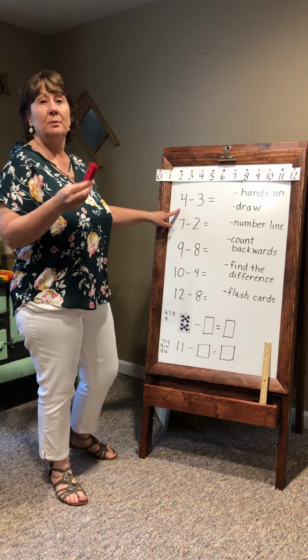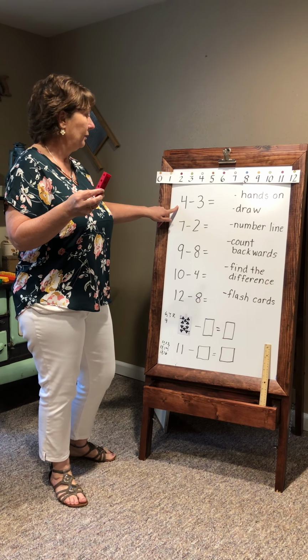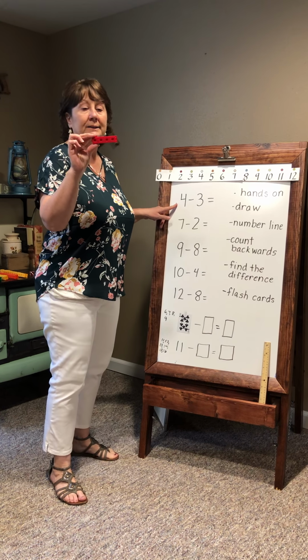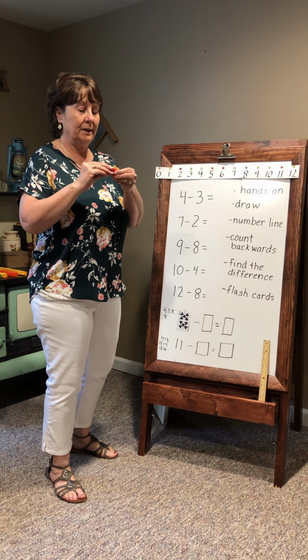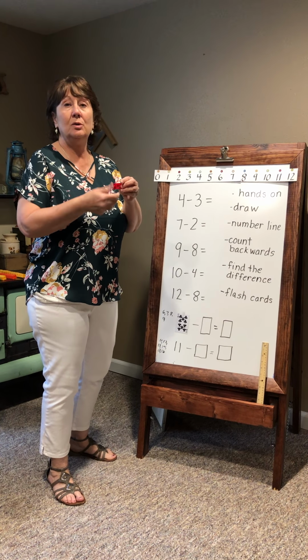So if I were to do the problem 4 take away 3, I start with my 4 blocks. I take away 1, 2, 3, and what I have left is called the difference, and the answer is 1. So 4 take away 3 equals 1. So that was the hands-on type of strategy.